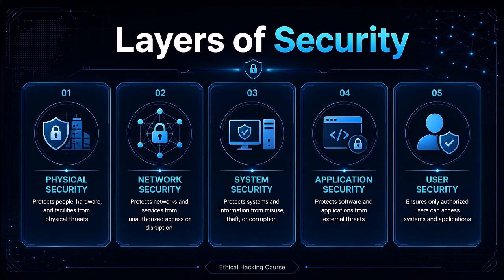To properly secure an organization, we have to look at defense in depth. This means protecting 5 distinct layers. Physical security to protect facilities. Network security to block unauthorized access. System security to protect individual machines from theft or corruption. Application security to defend software from external threats. And finally, user security to ensure only authorized individuals can access critical applications.